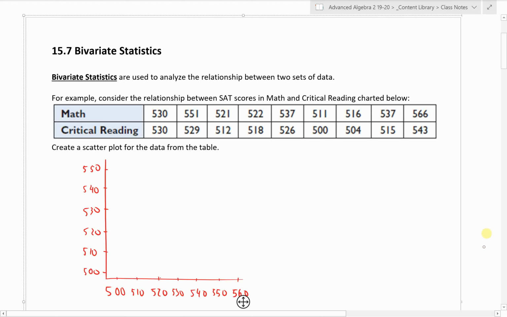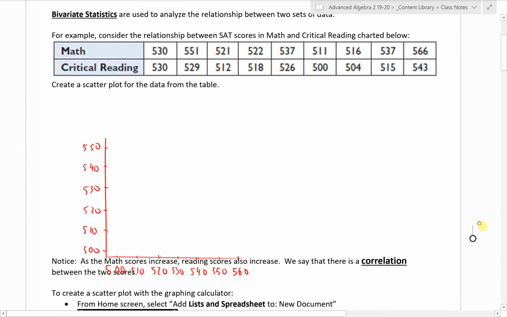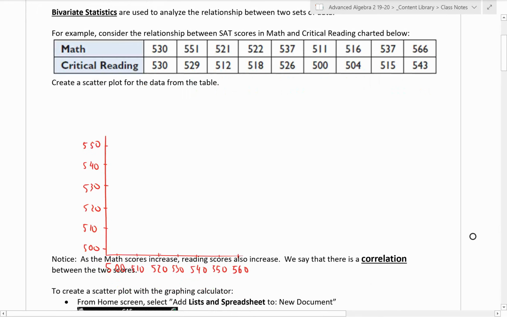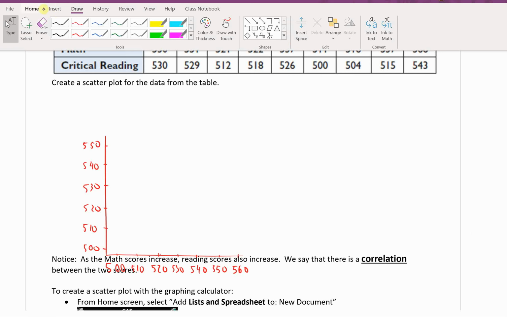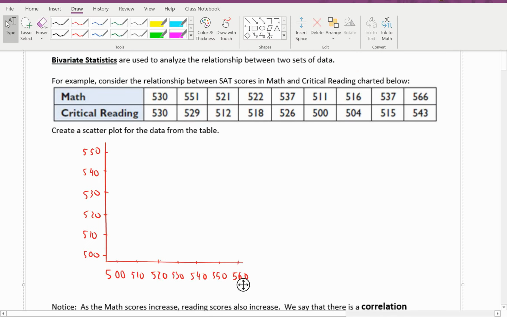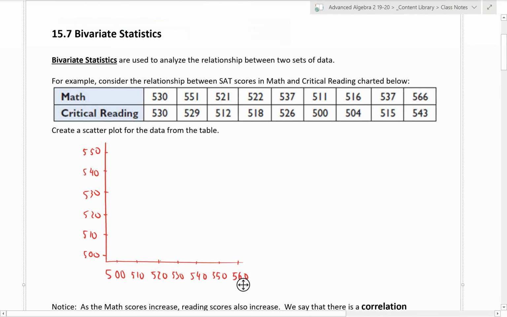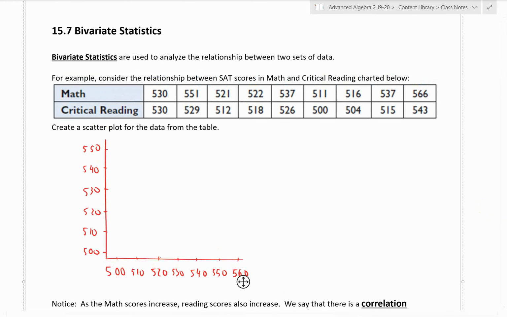So bivariate statistics, prefix bi meaning two, variate meaning variables. So we're talking about statistical settings where there are two variables, and we're trying to see if there's a relationship between those two variables. So bivariate statistics are used to analyze the relationship between two sets of data.